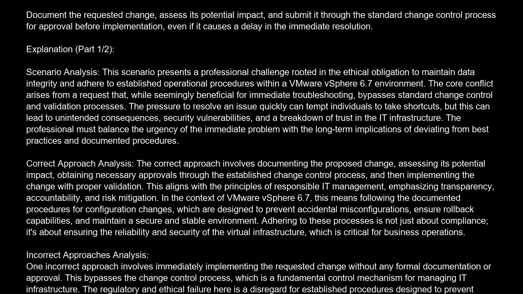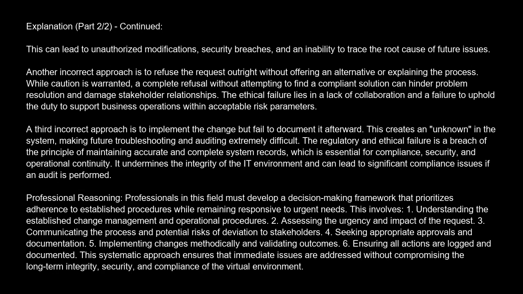Incorrect approaches analysis. One incorrect approach involves immediately implementing the requested change without any formal documentation or approval. This bypasses the change control process, which is a fundamental control mechanism for managing IT infrastructure. The regulatory and ethical failure here is a disregard for established procedures designed to prevent errors, ensure accountability, and maintain system stability. This can lead to unauthorized modifications, security breaches, and an inability to trace the root cause of future issues.